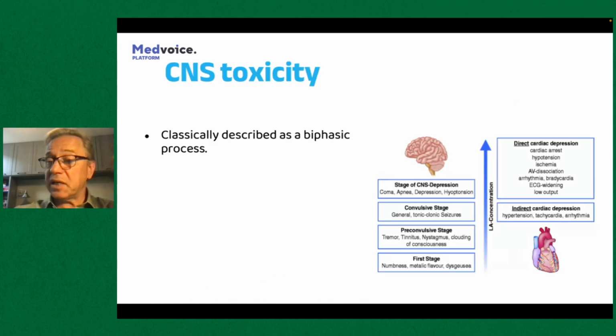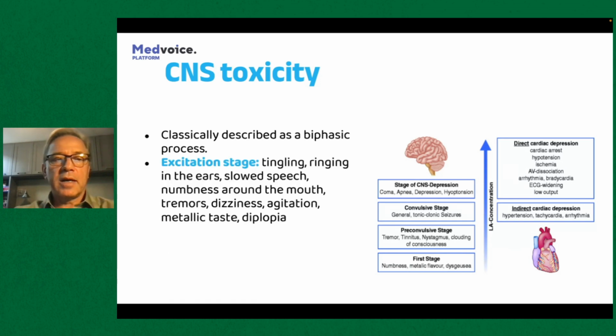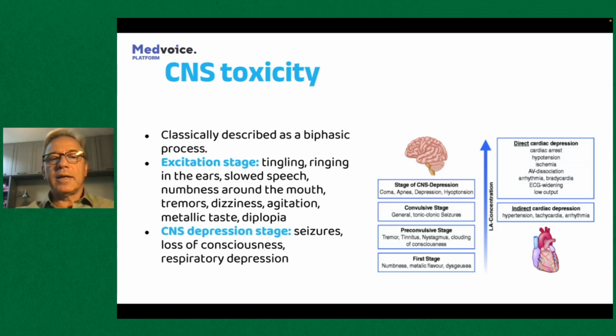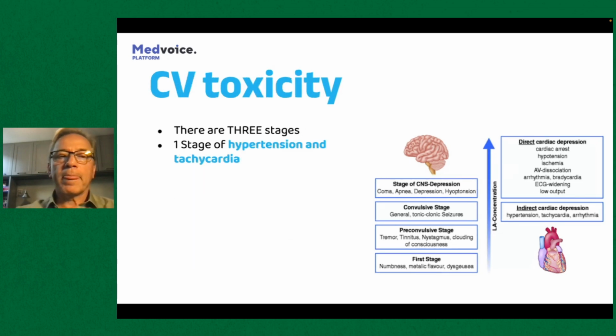CNS toxicity is classically described as a biphasic process. The excitation stage starts with tingling, circumoral numbness, ringing in the ears, slowed speech, tremors, dizziness, agitation, metallic taste, diplopia, all these sort of things. And then the CNS depression stage happens with seizures, loss of consciousness, and respiratory depression.